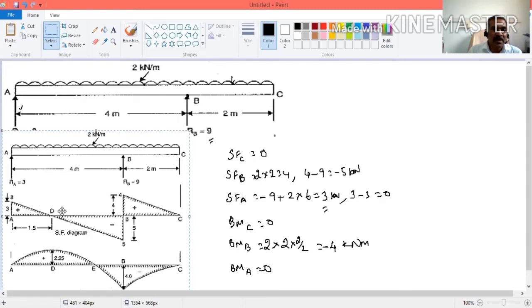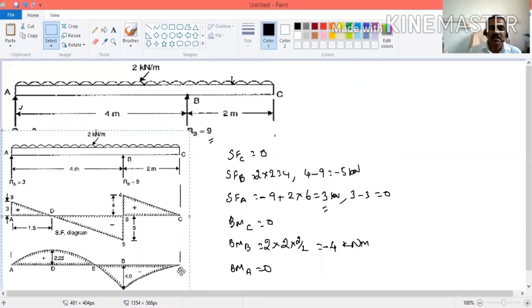Now at one point the shear force sign is changing from minus to plus. So at this point, bending moment will be maximum, and you have to find the bending moment here also. If you don't calculate the bending moment at this point and you draw the bending moment diagram, then how will it come?